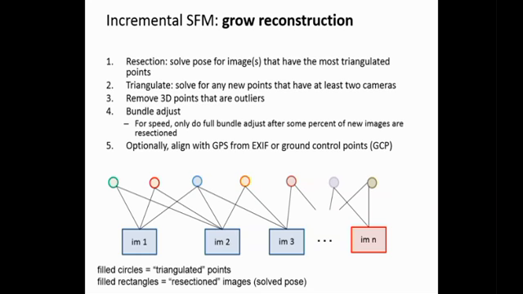Then you just keep on iterating through this. You keep adding new cameras, then solving for points that are now seen by at least 2 cameras, doing bundle adjustment, getting rid of outliers, and you iterate through that until you're done. That's the whole incremental structure from motion process.